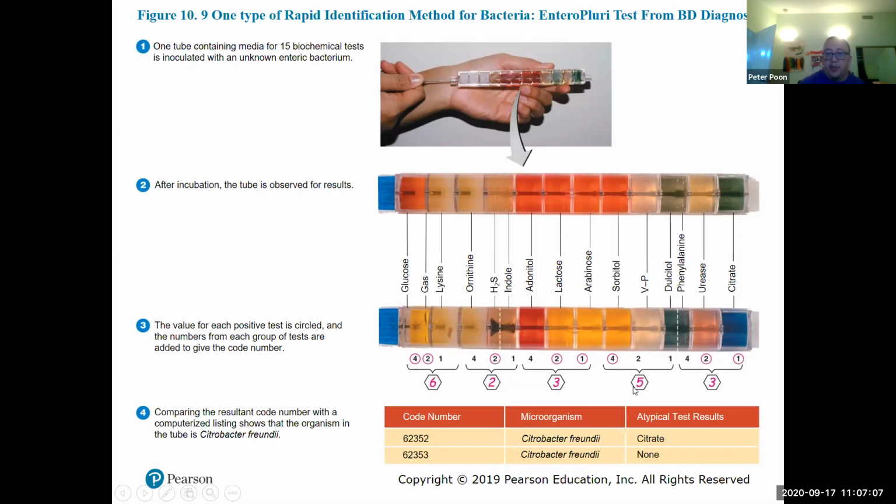I don't know why that 1 isn't circled. That should be 5. That's 3. That's 2. You add all these numbers up, and then you come up with a number here, and that will tell you the bacteria.